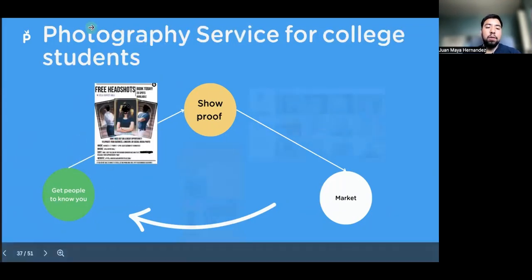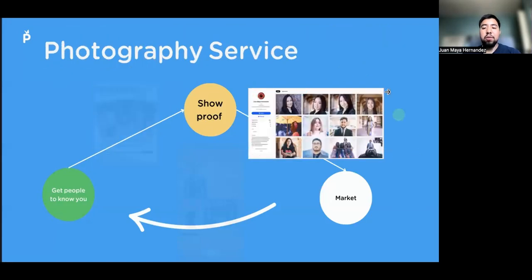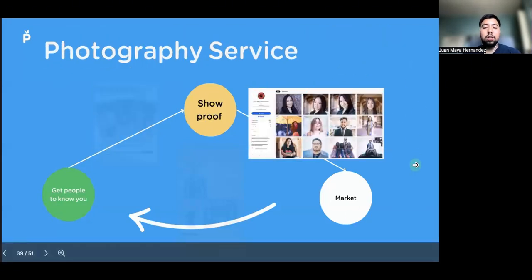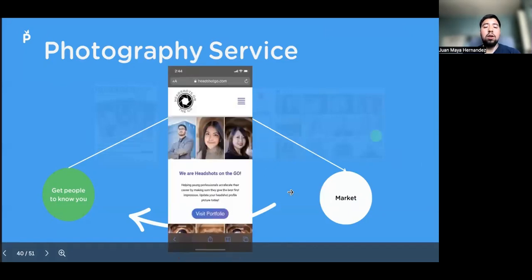Now, I want to show you the photography service through this framework. So step one was to get people to know you. I did a free event. People attended that free event. I got to learn a lot of new things. Step two is to show proof. That's where I created my portfolio. Your step three is to start marketing it. And that's when I did this ad. And then my step four, doing it over and over again, develops my business service, which at that time was called Headshots on the Go.